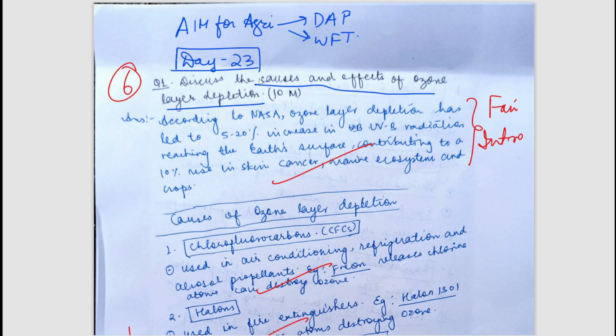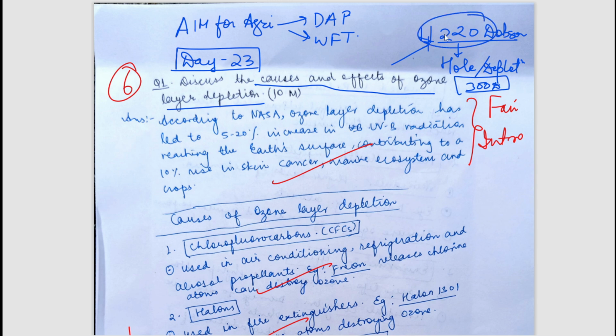Okay, so the question is asking about causes and effects of ozone layer depletion. So we all know what ozone layer depletion is. Generally, I will mention one thing, that whenever the ozone thickness reduces below 220 Dobsons, then it is known as ozone layer hole or ozone depletion. Generally, the thickness of ozone is around 300 Dobsons. But when it reduces to 220 or lower, then it is known as an ozone layer hole, or you can say that the ozone layer has been depleted in that region.